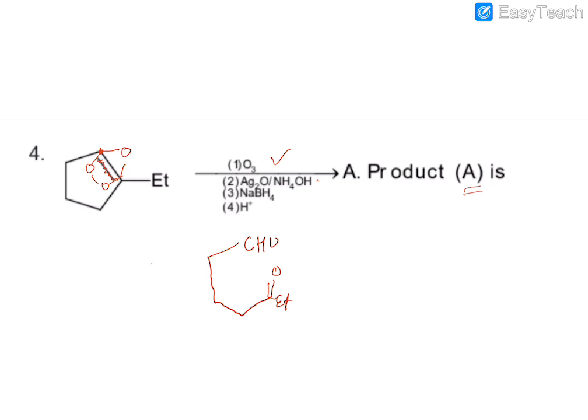Now second, Ag2NH4OH, students, Tollens reagent gives a test of the aldehyde. That's why it gave COOH. Now this one is the next product.